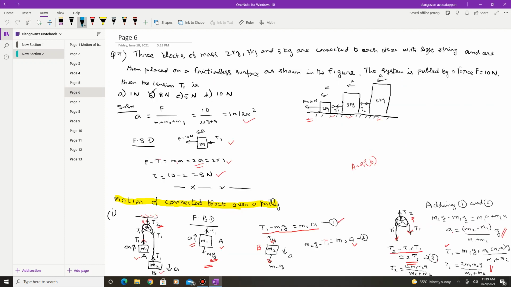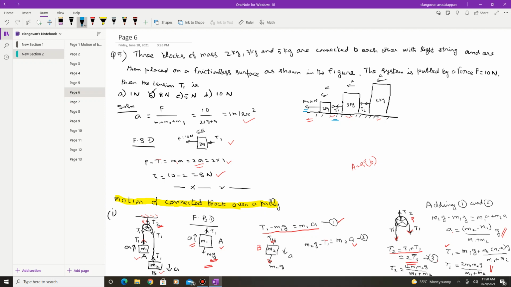Now let us consider another problem. Three blocks of mass 2 kg, 3 kg, 5 kg are connected to each other with a light string, and they are placed on a frictionless surface as shown in the figure. The system is pulled by a force F equal to 10 Newton. Then the tension T1 in the string, between the block of mass M1 and the block of mass M3, is given in the diagram. We are asked to find T1.